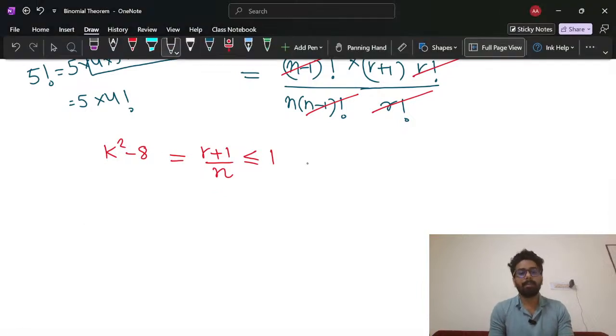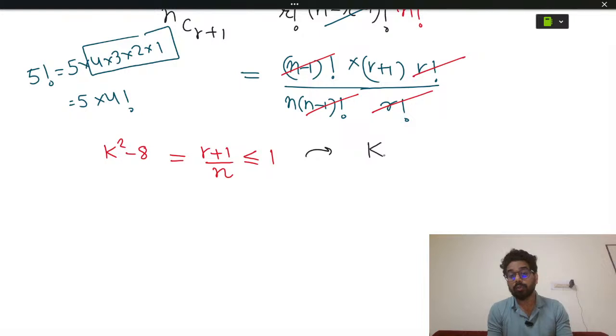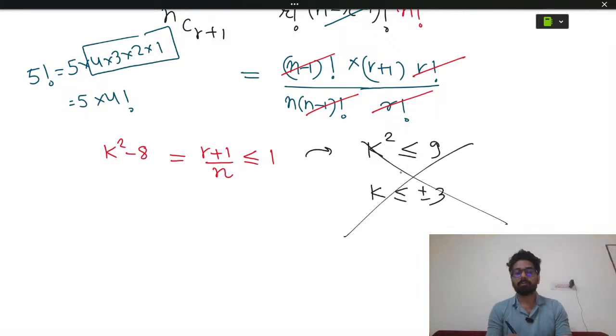Now, many people make a mistake. Okay, sir, from here it's very easy. Don't do, we will do it by ourselves. But they make a mistake. What will they do? That k square minus 8 is less than or equal to 1 means k square is less than or equal to 9. That means k is less than or equal to plus minus 3. Wrong. That's wrong. Completely wrong.